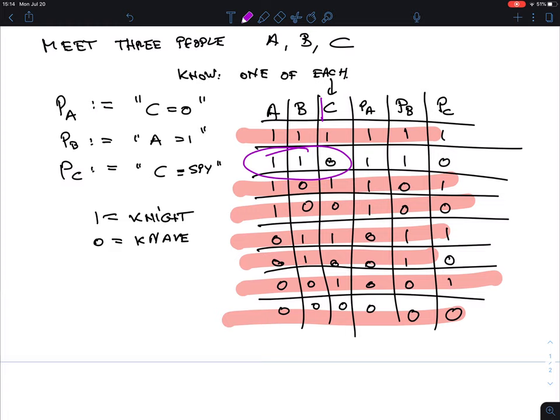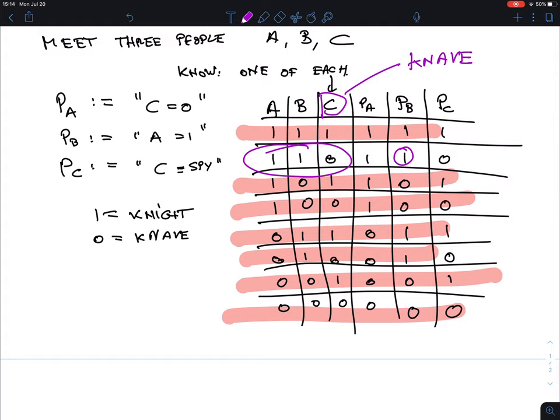So we know that C is a knave, and now we have to decide which of the two, A is a spy or B is a spy. This says PB is a true statement, but this statement says that A is a knight. So we know that this is a knight because it's a true statement. So what is the conclusion now? That B is a spy, who happens to tell the truth. That's what this means. And this is all still compatible with the story, and it's the only thing that is compatible with the story. That's how we get the solution of our puzzle.